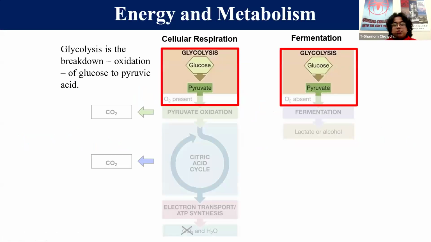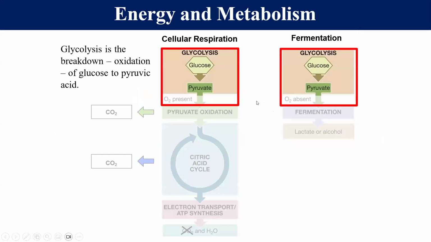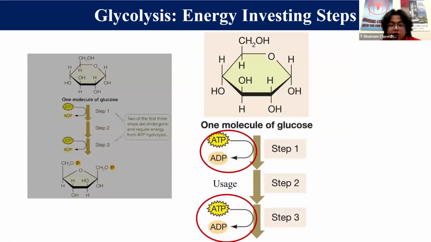All right, so glycolysis is the breakdown or oxidation of glucose to pyruvic acid. Oxidation means the loss of electrons, so something is becoming more positive. That's another thing I expect you guys to know, redox reactions. So like I said, glycolysis is the oxidation of glucose to pyruvic acid. For step one, ATP loses a phosphate and turns into ADP. So it uses up ATP.